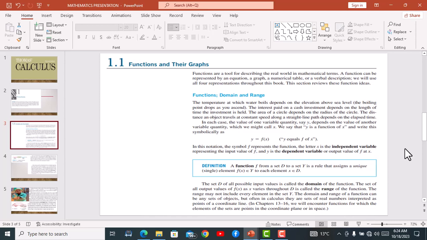All right, let us continue in what we have been saying. So we say that y is a function of x, and we write this symbolically as y equals f of x. So what does that mean? It simply means that y is dependent on the values of x. y is equal to the value of the function at that point.